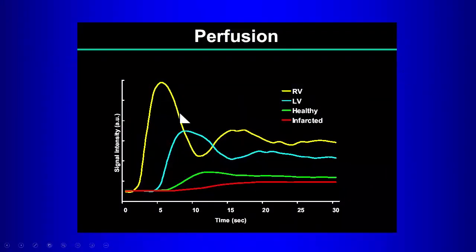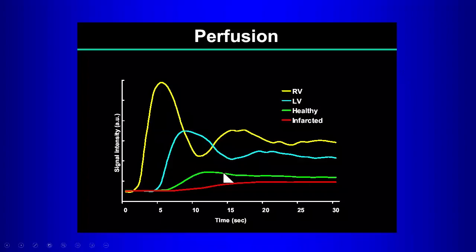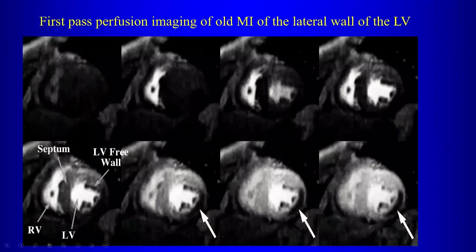So when you're doing perfusion, the right ventricle fills first, and the left ventricle, and then your healthy myocardium enhances, and then infarcted or diseased myocardium or ischemic myocardium perfuses later. Okay. So here's first pass perfusion. This is an MI here along the lateral wall. If it's a myocardial infarction, you will see the perfusion defect at rest. So that differentiates infarct from ischemia. With ischemia, it will be a reversible perfusion defect. With infarction, that perfusion defect will exist at rest.